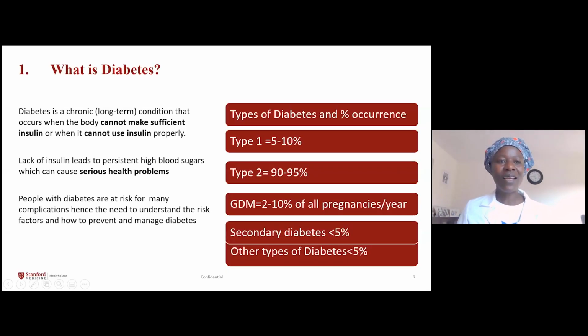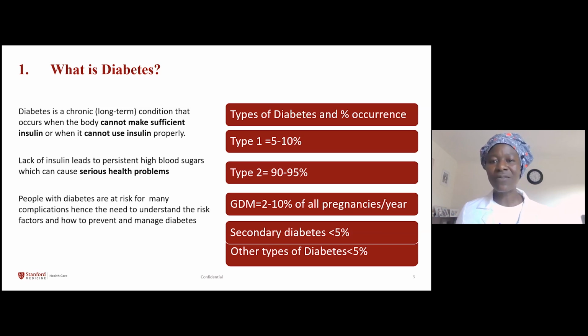So let's get started. What is diabetes? Diabetes is a chronic or long-term condition that occurs when the body cannot make sufficient insulin or when it cannot use insulin properly. Lack of insulin leads to persistent high blood sugars, which can cause serious health problems. People with diabetes are at risk for many complications, hence the need to understand the risk factors and to prevent and manage diabetes. There are different types of diabetes, which we will discuss.